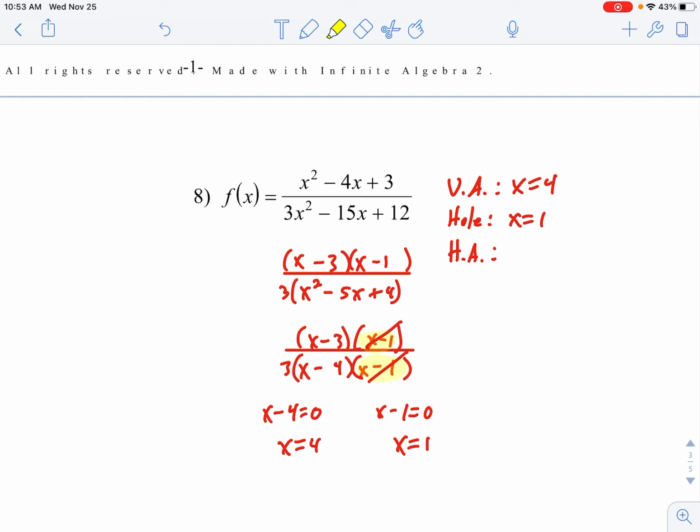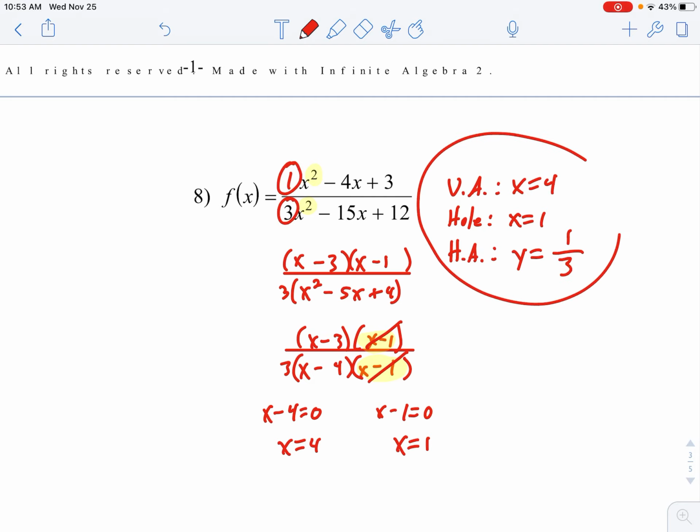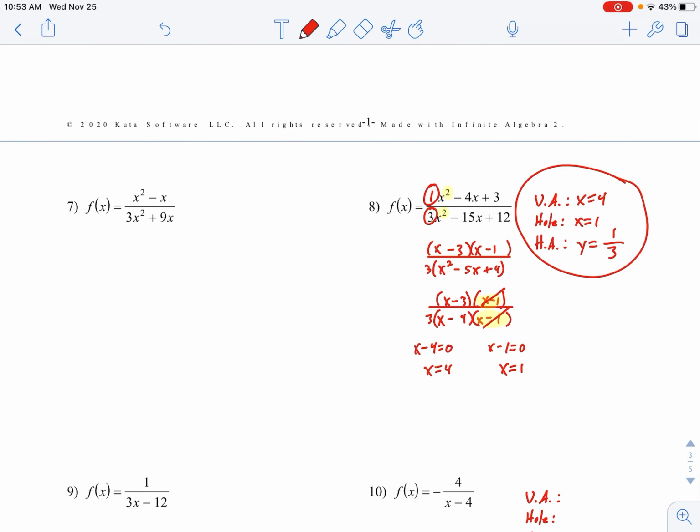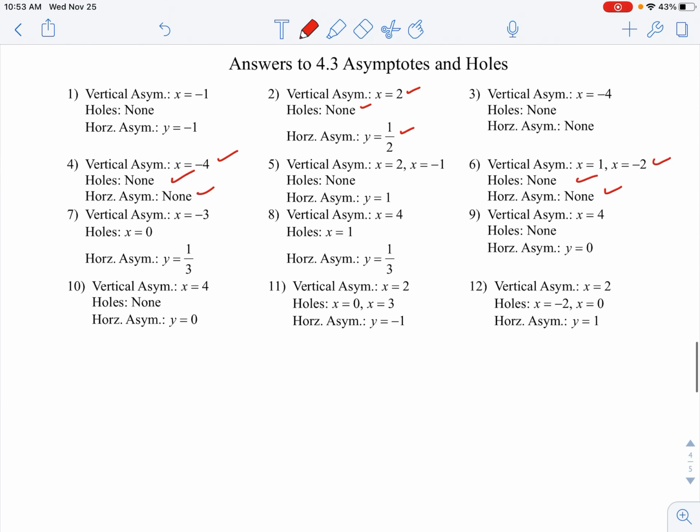For horizontal asymptote, the degree of the top equals the degree of the bottom, so it's y equals, and then what? You make a fraction out of the lead coefficients, 1 and 3. 1 over 3. That should be the answers to number 8. 4, 1, and 1/3. Good.